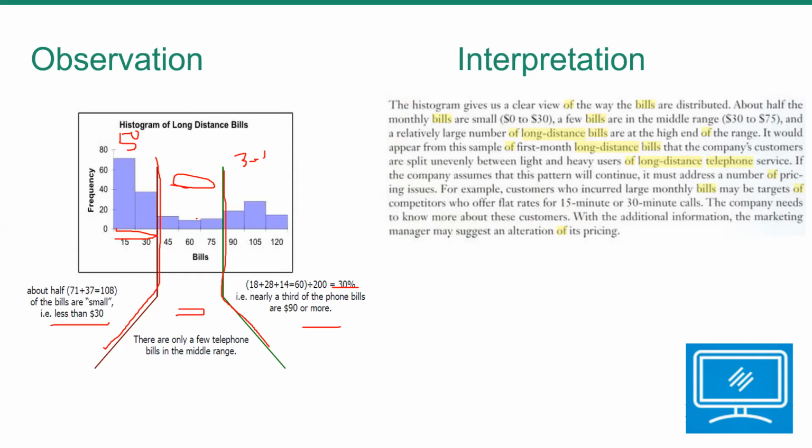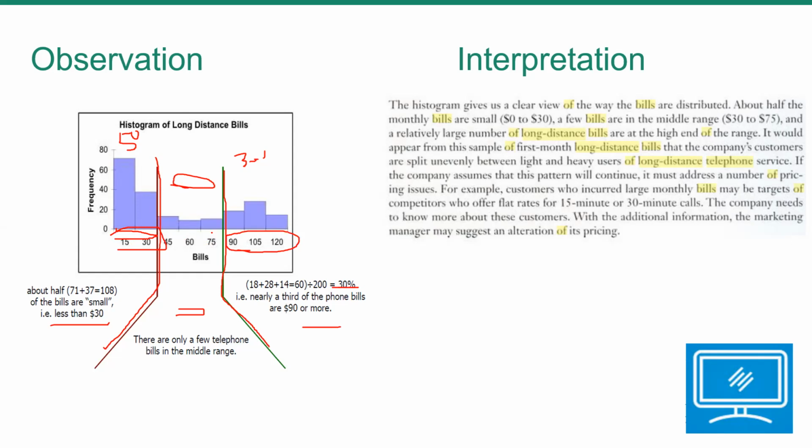You see, 30% of people are having a high bill, 50% of people are having a very low bill, and maybe around 15 to 20% are having a medium-sized bill. Also, if you see the range, here the range is 0 to 30, 30 only. Here it is 90 to 120, 30 only.